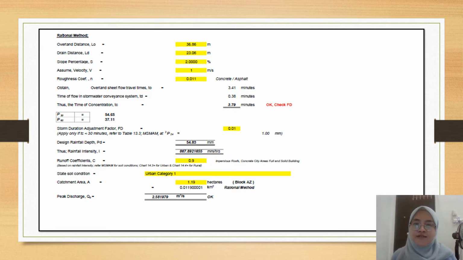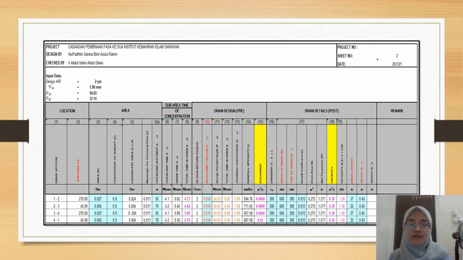So after entering that value, we have determined that the peak discharge is 2.58. And after that, we need to draft a drain section for the proposed development. So after we draft the drain section, we have determined there are only 4.